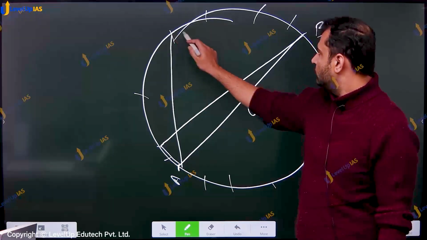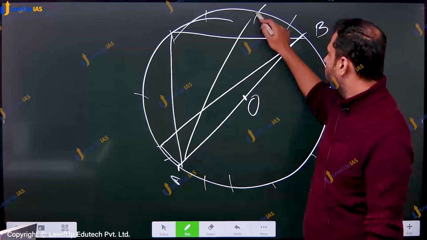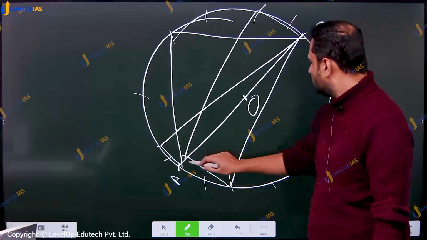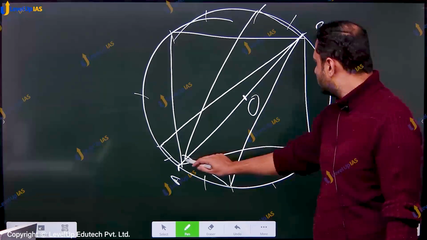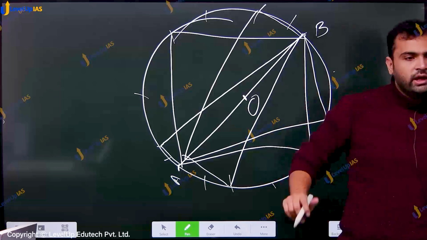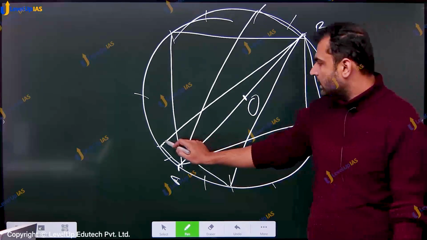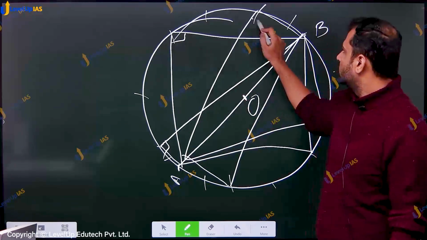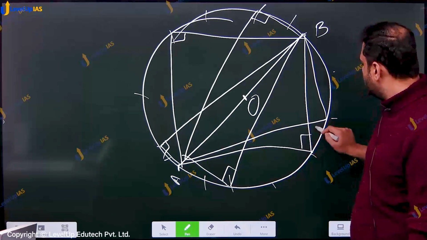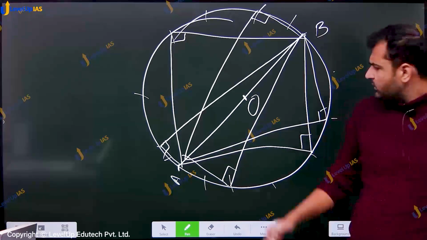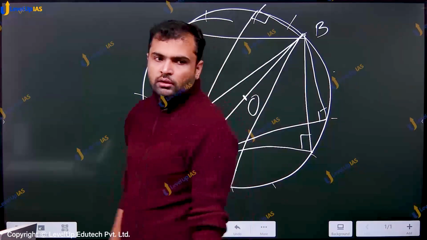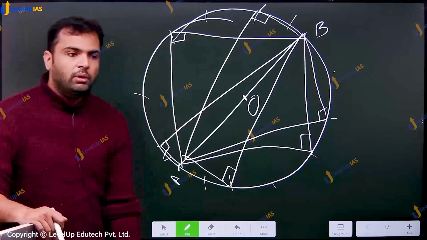I can join this point with this point, I can join this point with this point, I can join this point with this point, I can join this point with this point, right? And in every case, all these angles are right. All these triangles formed are basically right angled triangles. Of course, here it is coming out less than 90, but our figure is not to scale. But this is the property of a circle.